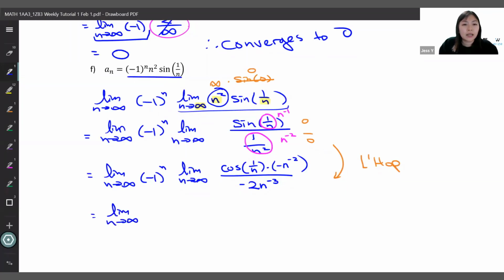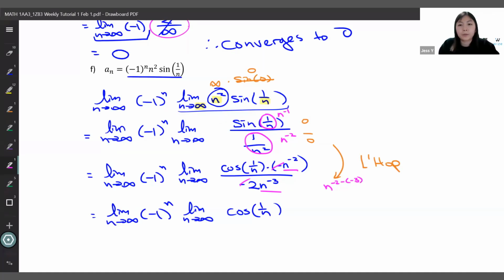This first part, the negative 1 to the n part, I'm not going to touch it. But then we have the limit as n goes to infinity, cos 1 over n. Now I can simplify a bunch of things. The negative 1s, they cancel, right? And then I have n to the negative 2 divided by n to the negative 3. So that's n to the negative 2 minus negative 3, right? Using your exponent rules. Negative 2 plus 3, that's 1. So this is times n.